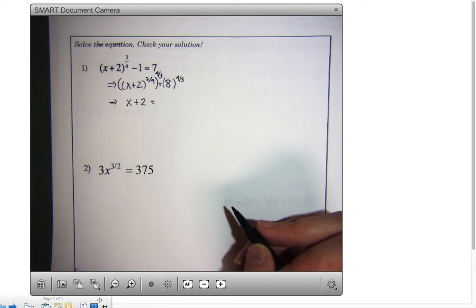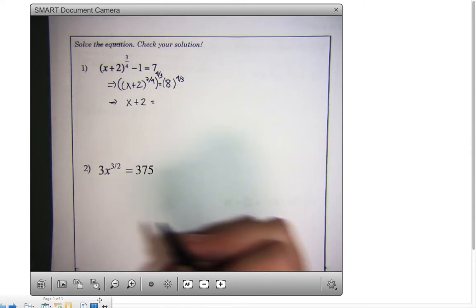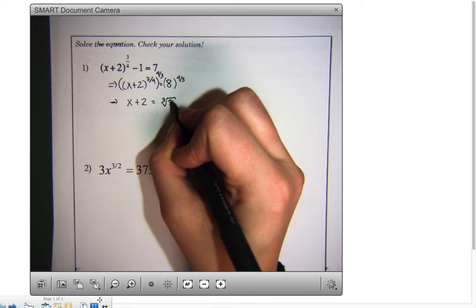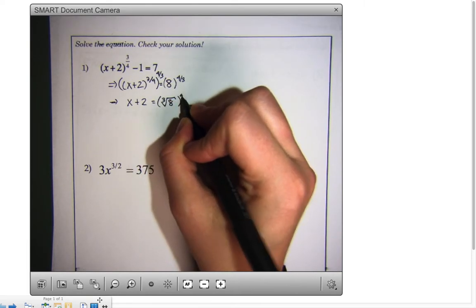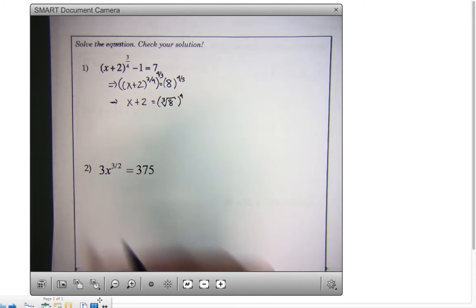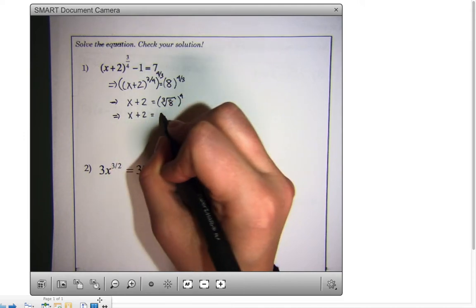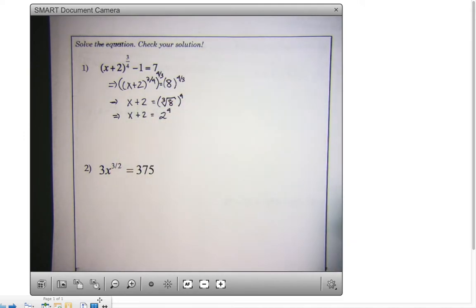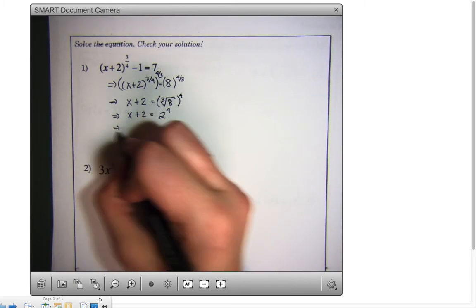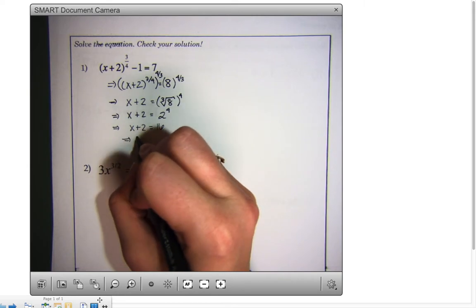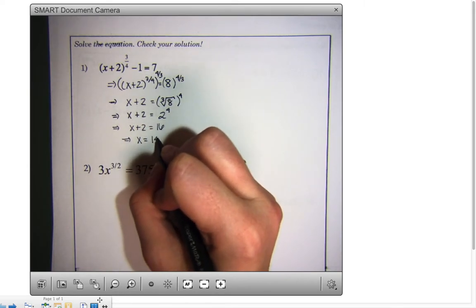8 to the 4/3 can be rewritten as a radical, so we use our knowledge from chapter 6.1. The denominator becomes the index, and the numerator is the exponent. And then we simplify. The cube root of 8 is 2. 2 to the 4th is 16. Solve for x. x equals 14.